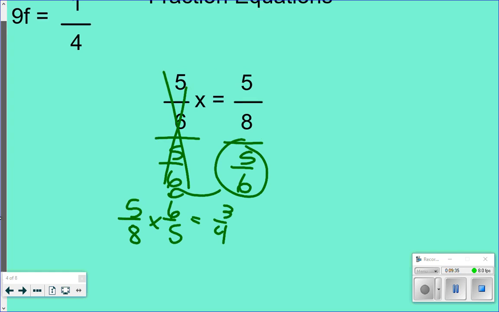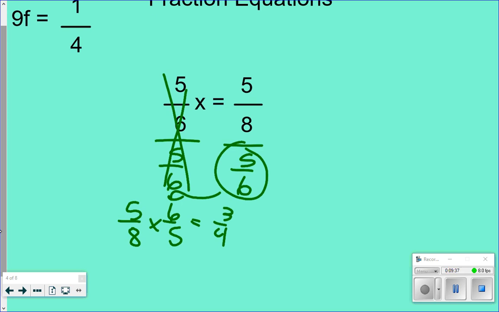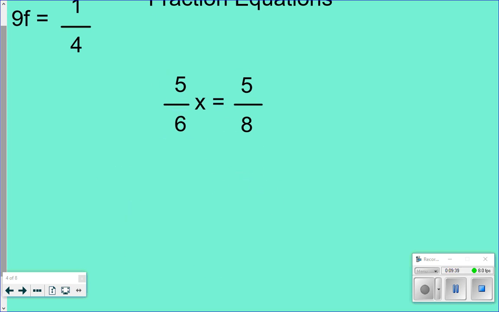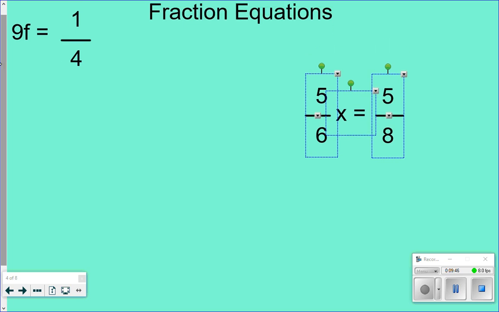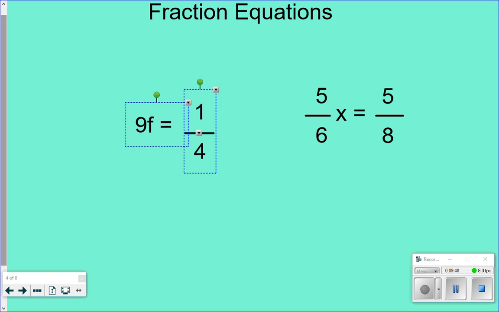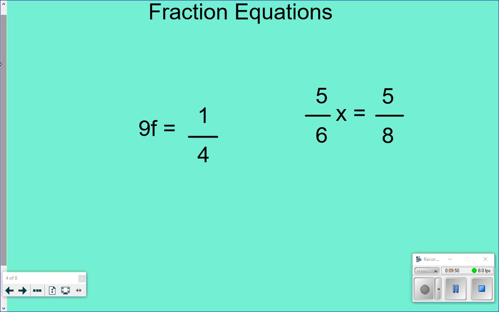The reason why I waited to do this one is because this one, every year I have kids get these wrong. Come back. How did I put that so far up there? Okay. So what am I going to do first? I'm going to divide or multiply by 4 over 1. I'm going to do it this way. Okay? See you later. Then I have students go like this.